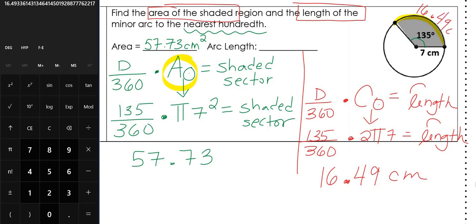16.49 centimeters. If they asked you for the measure of that arc, it's 135 degrees, because that 135 is a central angle. But they didn't ask you for the measure of the arc. They asked you for the length of the arc. So that's when you do this formula here. So 16.49 centimeters.